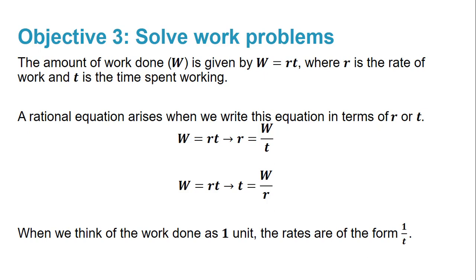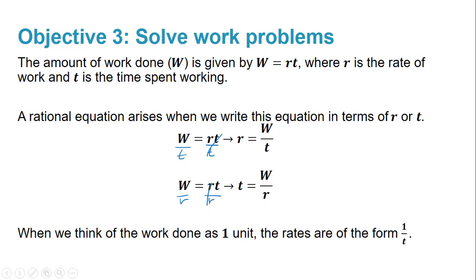If we have W equals RT and we want to solve for R, we have to divide each side by T. To get that, R is W divided by T. Or if we divide each side by R, we can get that T is equal to W over R. So we're going to use these ratios to come up with solutions to work problems.